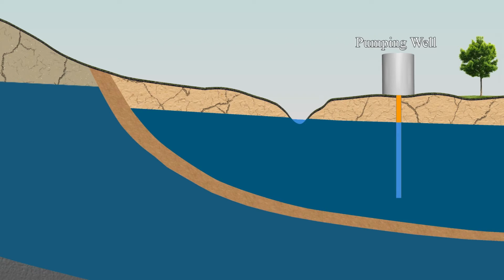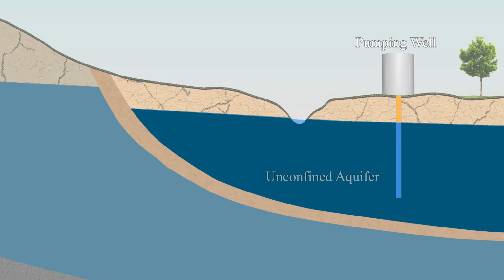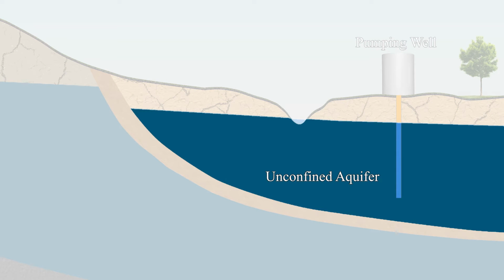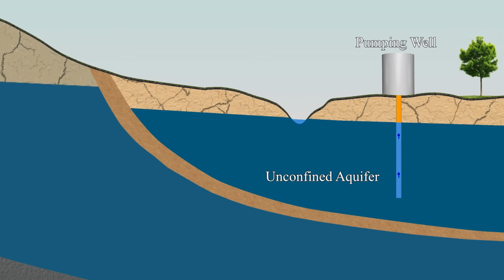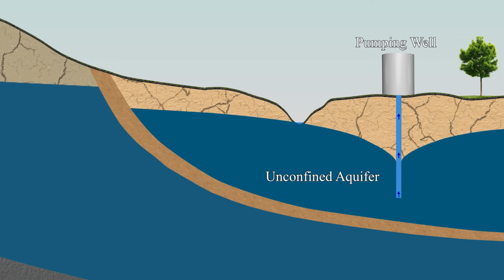When an aquifer is exposed to the Earth's surface, such as at the outcrop, it is unconfined. The groundwater is not pressurized. When we pump an unconfined aquifer, it lowers water levels in the aquifer itself. In addition, because the water is not under pressure, it takes more energy to pump water out of the aquifer.